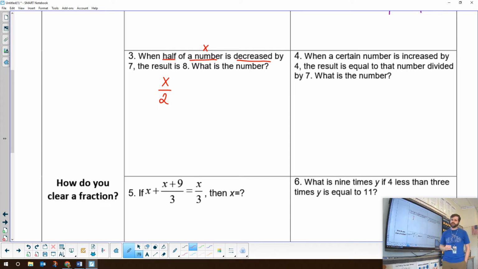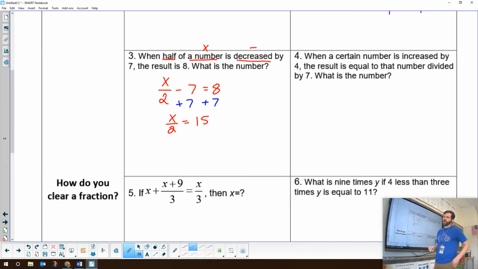Decreased. Whenever you hear the word decreased, I hope you think of minus. So we're going to go x over 2 minus 7 equals 8. Okay? So we got x over 2 minus 7 equals 8. And now I can solve this. Just like we did yesterday, we're going to add 7 to both sides here. That's going to leave me with x over 2 equals 8 plus 7, which is 15.